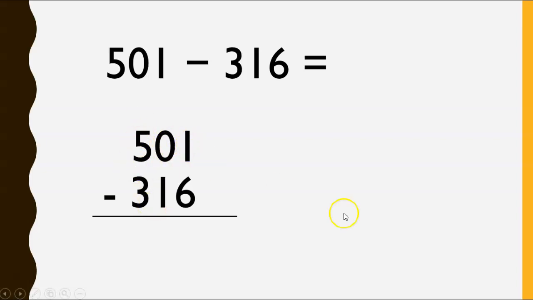So let's go ahead and give that 1 to the 1 here to make it 11. We also need to give 1 to the 0 to make it a 10, and we can cross those two out because we need to give those away. So we're giving 1 away from 10, which is going to be 9. We're giving 1 away from 5, which is going to be 4.